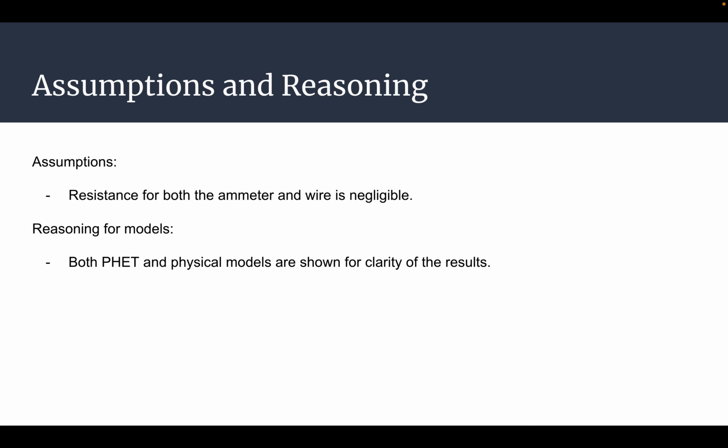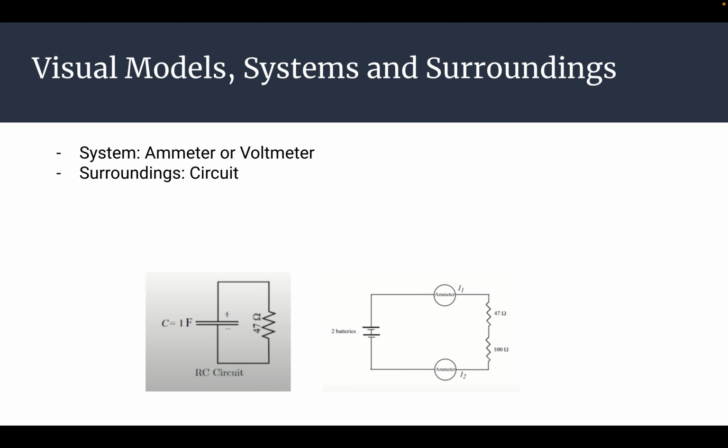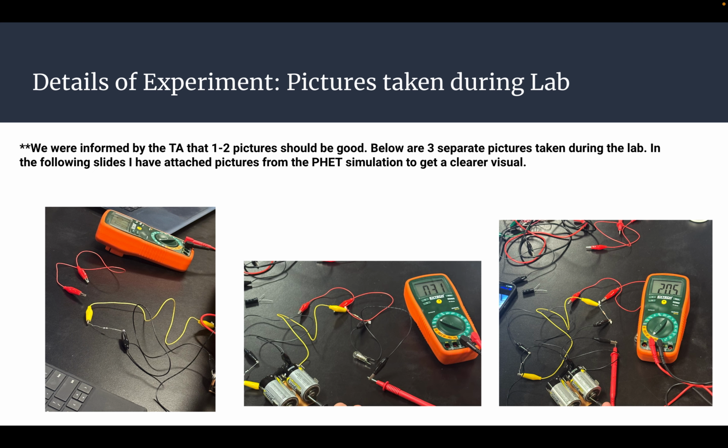One assumption we had was that the resistance for both the ammeter and wire is negligible, and the reasoning for the models is that both PHYS and physical models are shown for the clarity of the results. The system is the ammeter or voltmeter, and the surroundings is the circuit. The pictures taken during lab are shown on the screen.